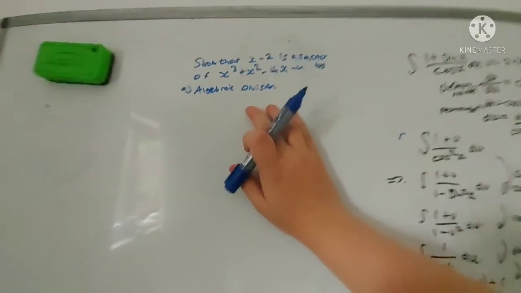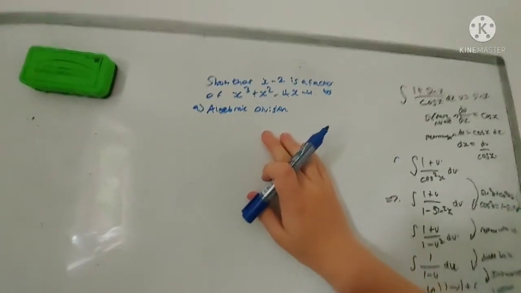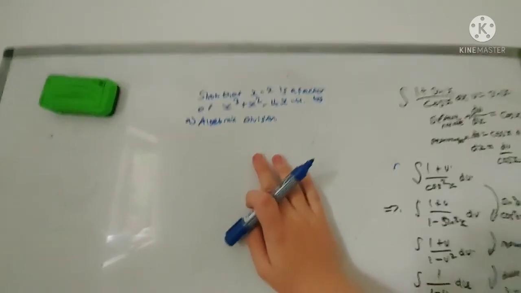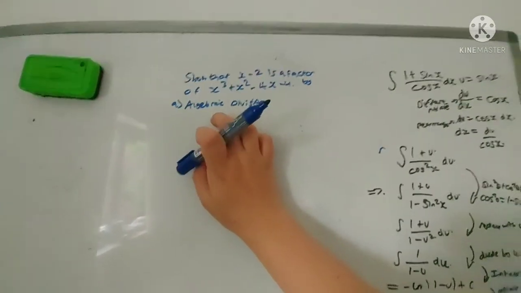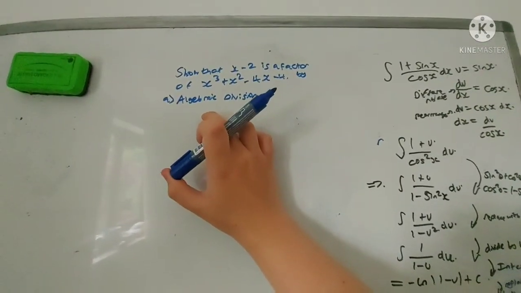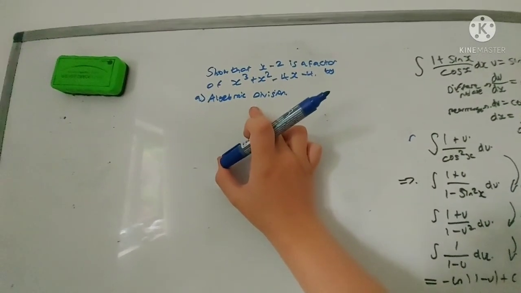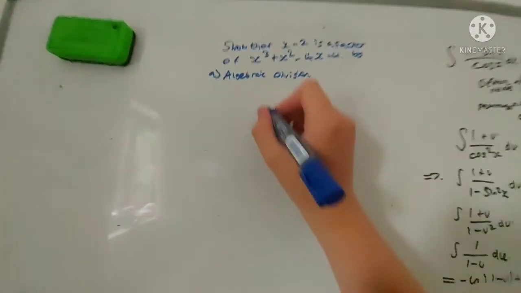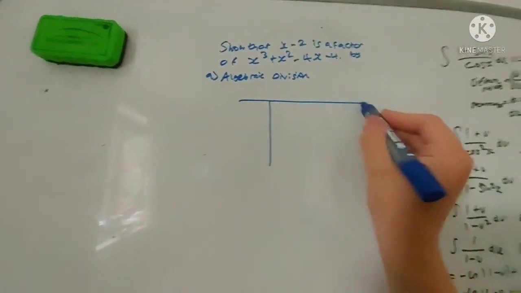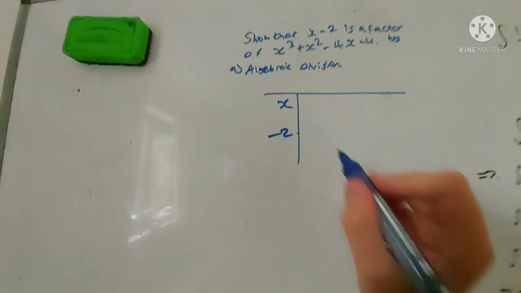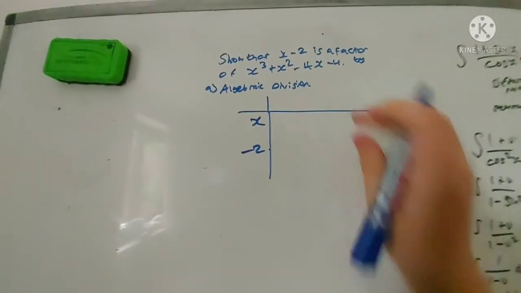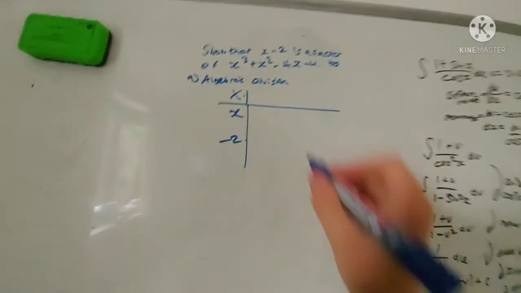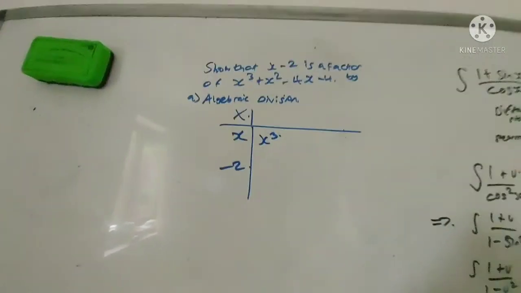Final one for our long division, using the grid method, is show that x minus 2 is a factor of x cubed plus x squared minus 4x minus 4 by part A, algebraic division. If it said long division, you'd have to do long division. But as it says algebraic division, it doesn't specify which one to use. Okay, so again, grid. Didn't bother drawing it this time around. X minus 2, what I want on the top will appear. Okay, that's my multiplication sign. Because that's basically doing a reverse multiplication grid here.